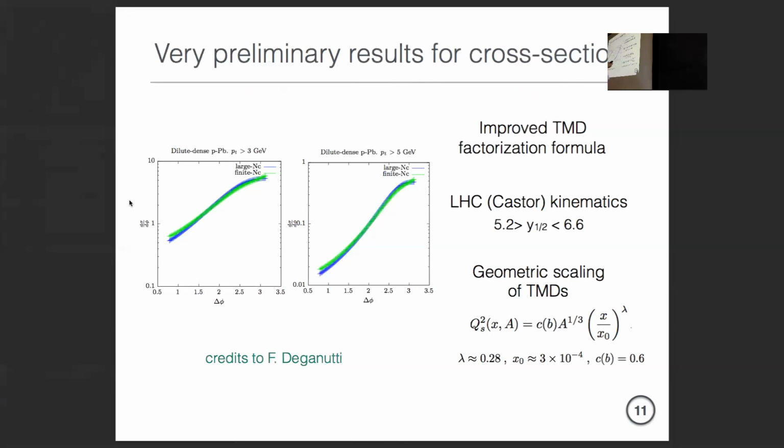That was the first slide I did, actually, right? I think that was the first slide I did. It's between 5.2 and 6.6. So this is what Christoph says. This is what it can measure. So above 3 GeV, above 5 GeV, with some of the cuts they'll be able to do that.